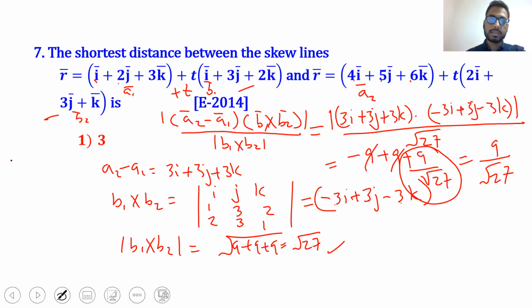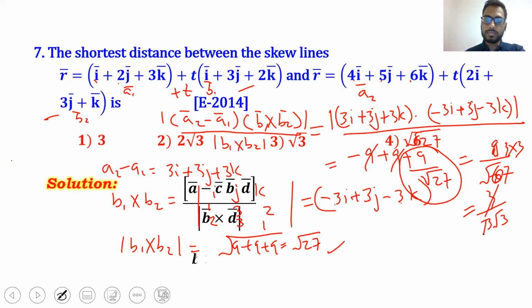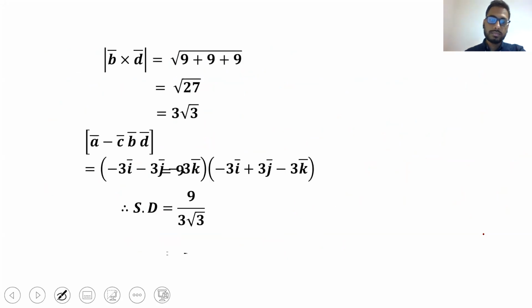So let's see what the options are. I have 3, 2 root 3, and the fourth option is this. So 9 can be written as 3 into 3. For 27, I can take 9 into 3, and the square root of 9 is 3. So root 27 can be written as 3 root 3. So this and this will get cancelled out, and therefore my answer is equal to root of 3. Therefore the option is 3. Easy.